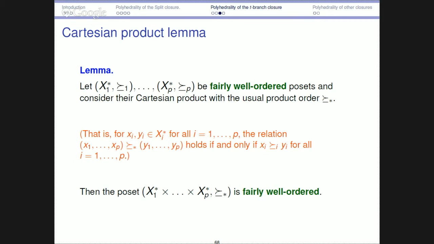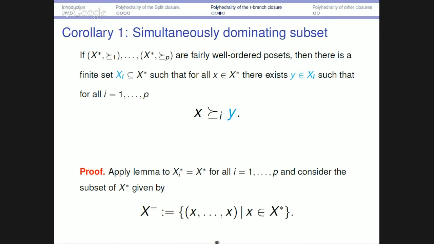So why do we need this lemma? Because we need these two corollaries that we'll use later. The first corollary is saying that if you have the same ground set, X star, but different orders, then by using the lemma, you can prove that actually there is a finite set, X sub f, such that any element of the original set is dominated in all the inequalities at the same time by an element from the finite set. So I call this property simultaneously dominating subset, because it's dominating at the same time for every order. This is the first property we'll need later.